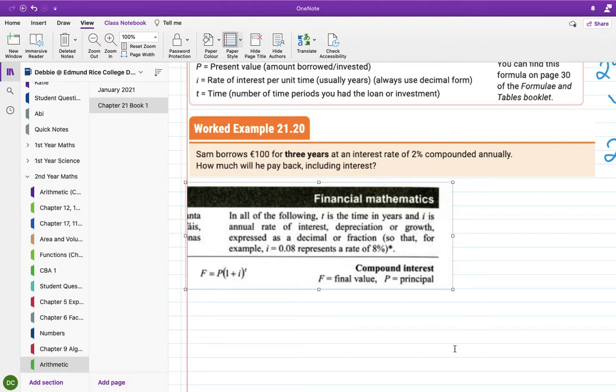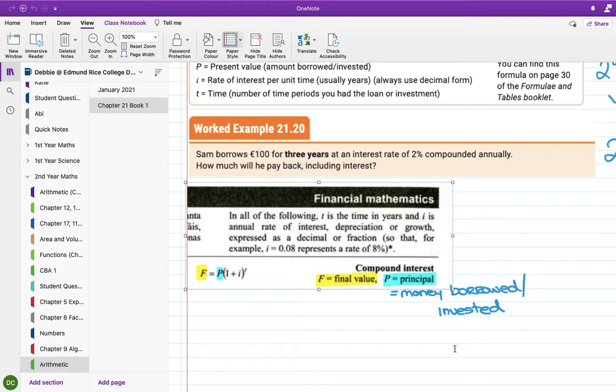So they tell you here that F is the final value. So this one here is the final value. They tell you that P is the principal, so that's that there. And the principal is just financial speak for the money borrowed or invested. Okay, so it's kind of like the money you start with. So like I said, I went into a bank and I had €10,000. That would be my principal. Or I went into a bank and I needed €200,000 to buy a house. That would be the principal. Okay, so the principal is kind of the money that you start with.